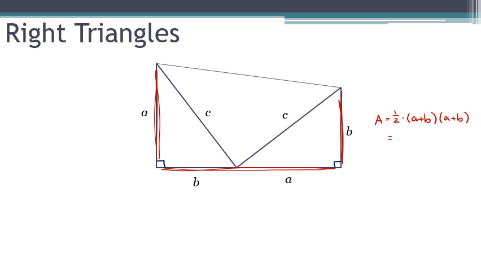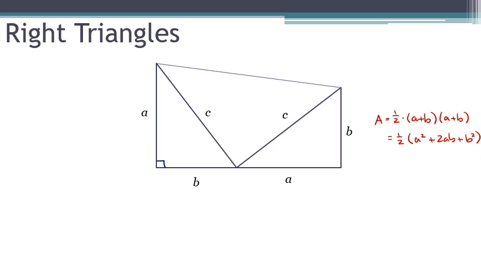Now, there's a little algebra mixed in here. If you use your FOIL method and multiply this out, this becomes 1/2 (A squared plus 2AB plus B squared). Okay, that's one way we can get the area. Another way we could get the area is by looking at these three triangles. There are three triangles in the picture.